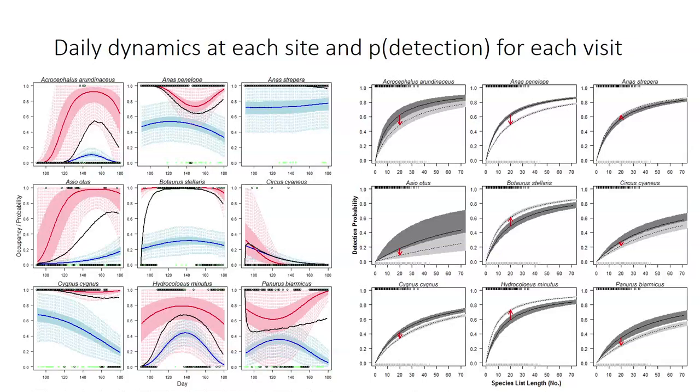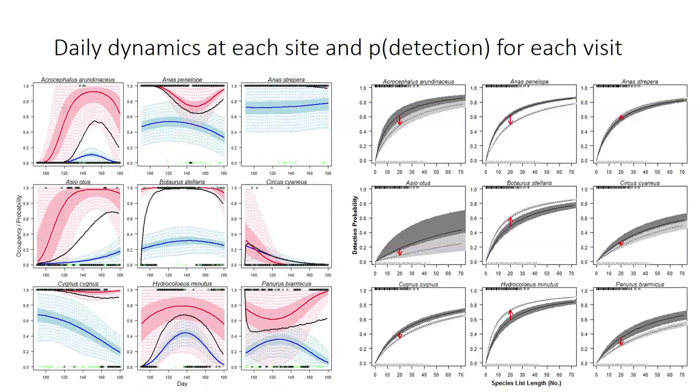So we have a persistence and a colonization probability, which gives an occupancy probability throughout the season, and in raw terms we have series of zeros and ones for each season, each species, each year. The site use will be, for us, the proportion of days a species is expected to be at the site. And we see that different species have different stories on each site.